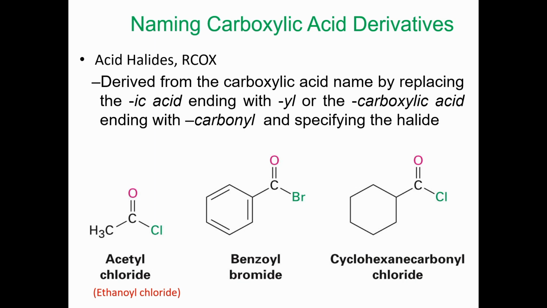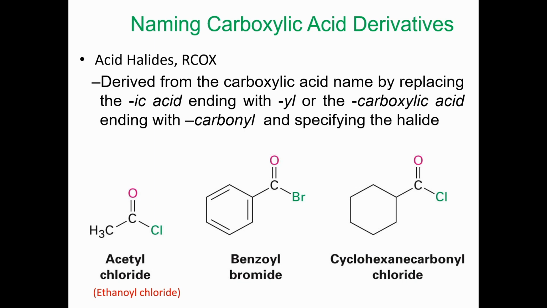with chlorine. Benzoyl bromide instead of benzoic acid. That ic of benzoic acid is replaced with -yl, and then we put the halogen, which here is bromine. So we call it benzoyl bromide, ethanoyl chloride.